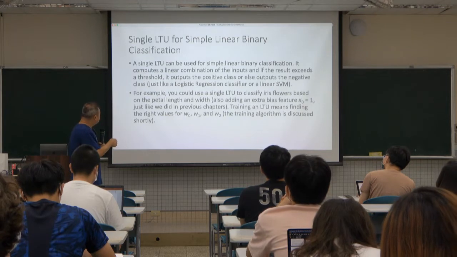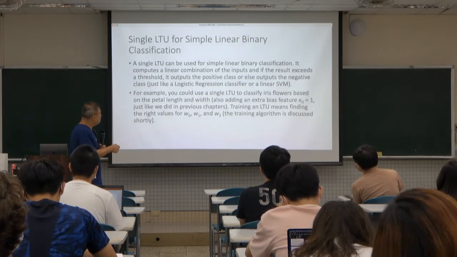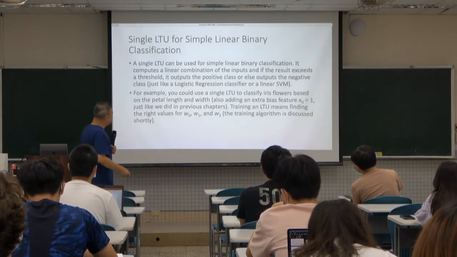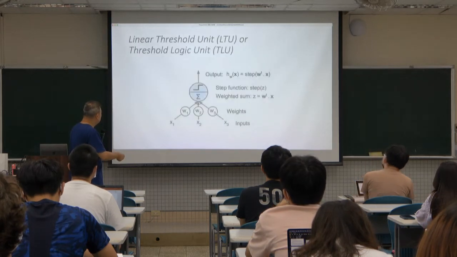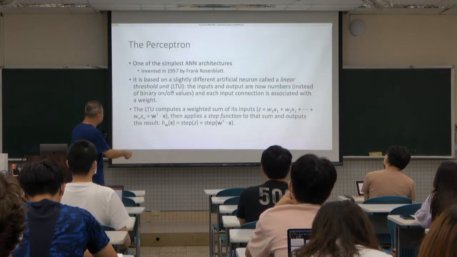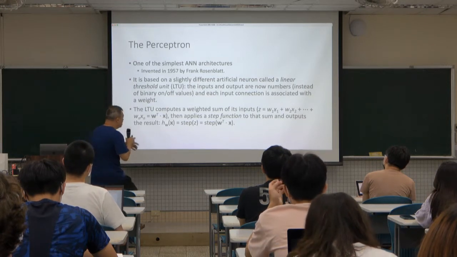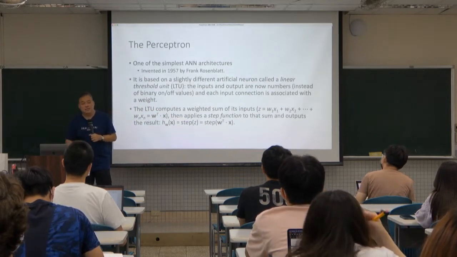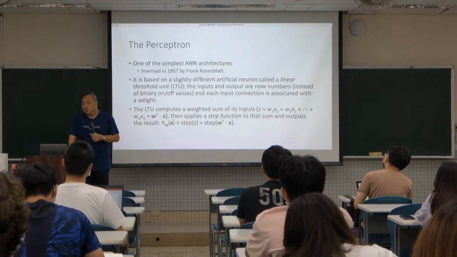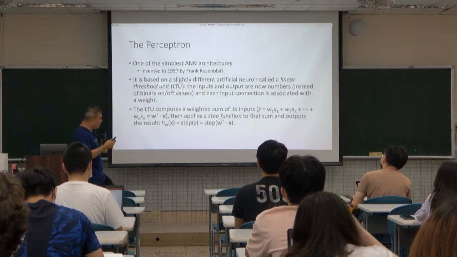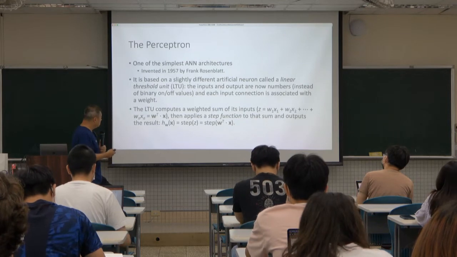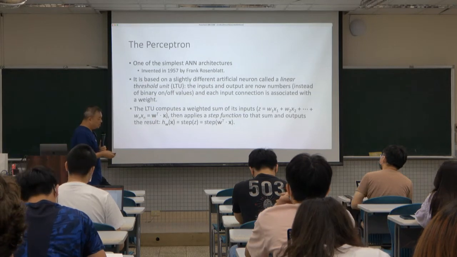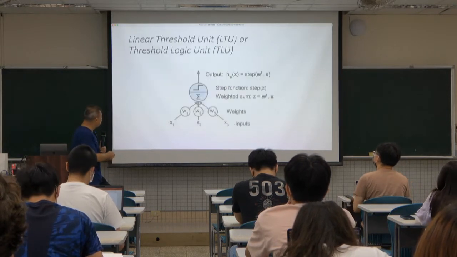So we know a single LTU can be used for simple linear binary classification, okay? Because you can see this function, z equal to this one, obviously describes a linear function, right? So it can be used for binary classification, okay? That's because it's pretty much a linear function, kind of like the linear regression situation.